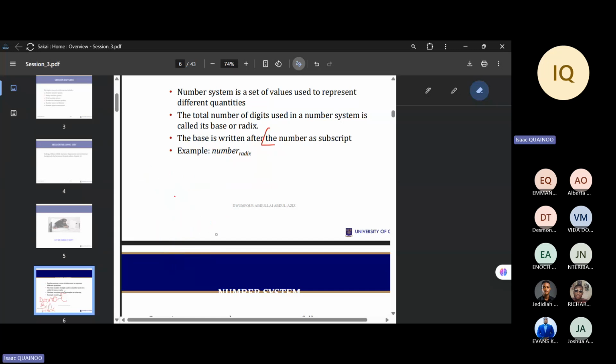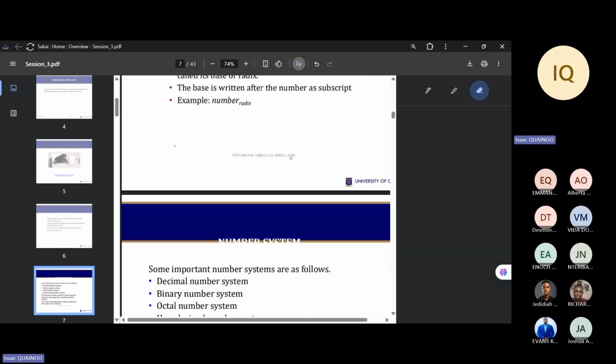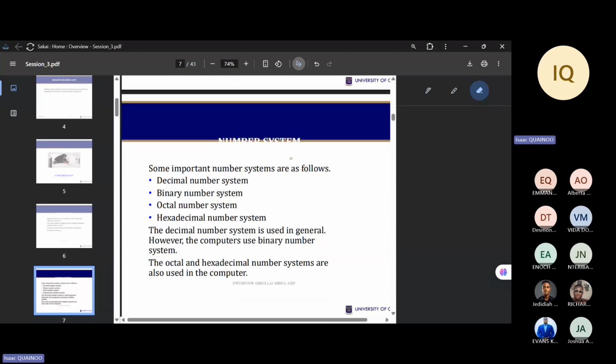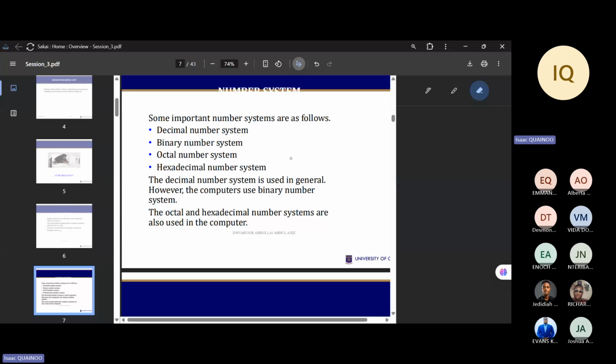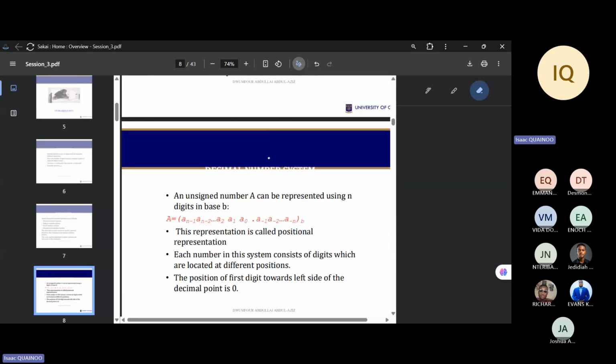Okay, I'll try my best to simplify everything for the sake of examination. And then after that, I'll introduce us to using the calculators to perform some of this. But first of all, it's very vital and important that we understand the concepts. So some important number systems are the decimal, binary, octal, hexadecimal. And yeah, so let's go to the next page.